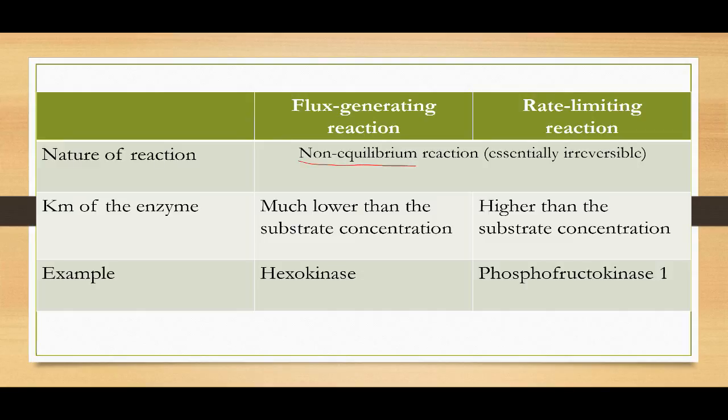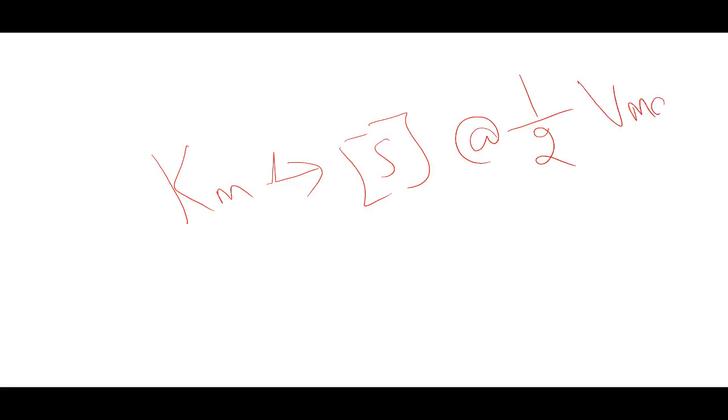Both these reactions are non-equilibrium reactions. That means they are essentially irreversible. Clear? So we already know what is equilibrium reaction and non-equilibrium reaction. Now when you see the Km of the enzyme, what is Km? Km is the concentration of substrate at half maximal velocity. This we all know. If the Km is very high, that means affinity for the substrate is low. This is very basic, everyone knows.